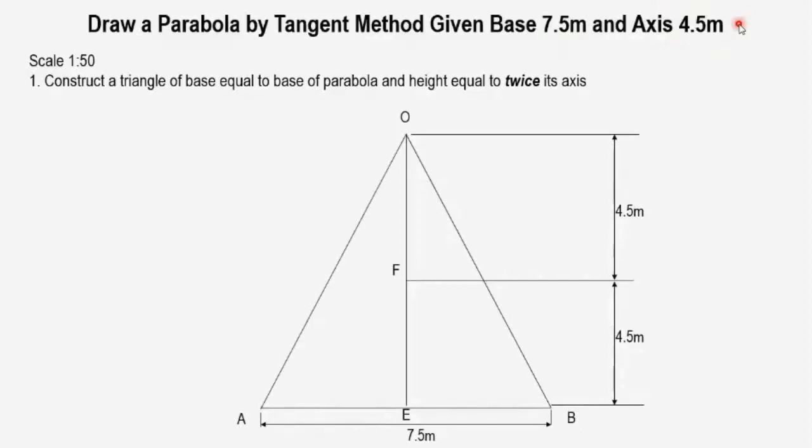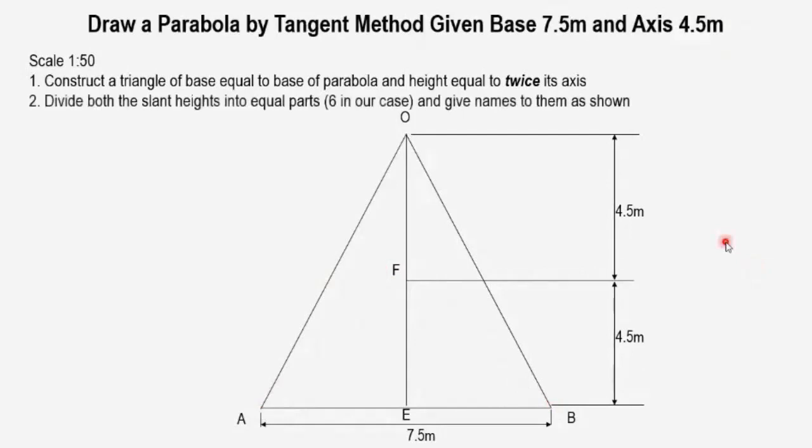We draw a triangle and we also locate the midpoint of the triangle. That point is point F. So our parabola will start from point A, go up to point F, and then go up to point P. So first we construct this triangle of twice the height.